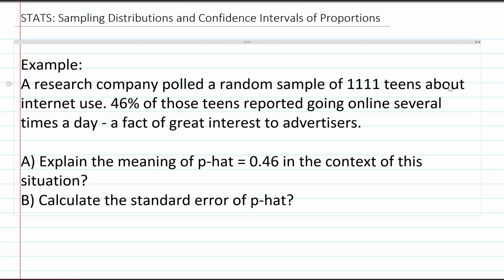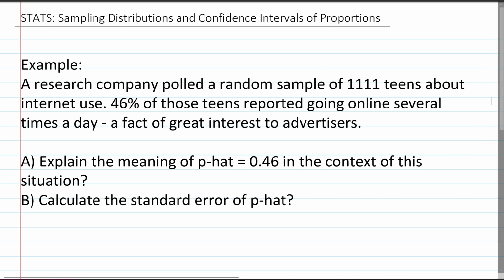Let's look at our next example. A research company polled a random sample of 111 teens about internet use. So 46% of those teens reported going online several times a day, and this is a fact of great interest to the advertisers. So we're going to explain the meaning of p hat equaling 0.46 in the context of this situation, and then we're going to just go ahead and do a quick calculation of the standard error of p hat.